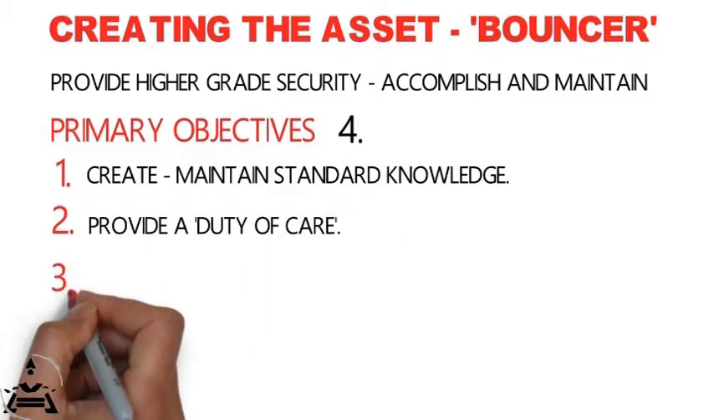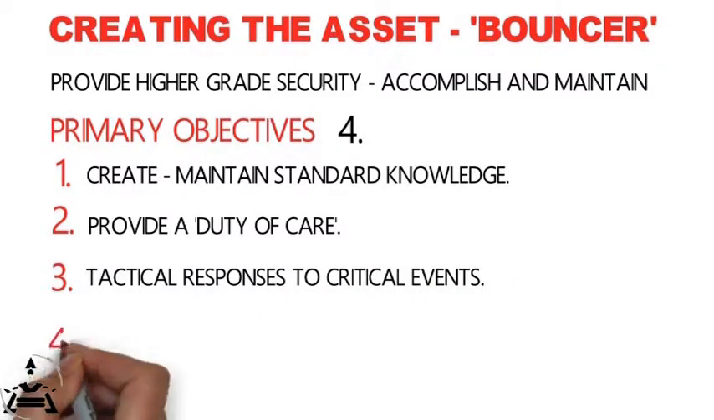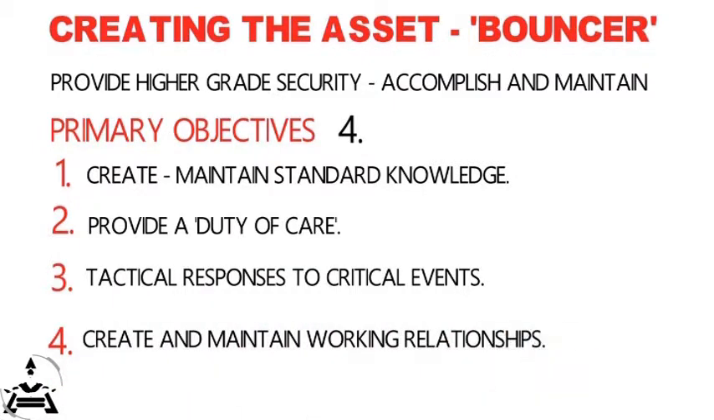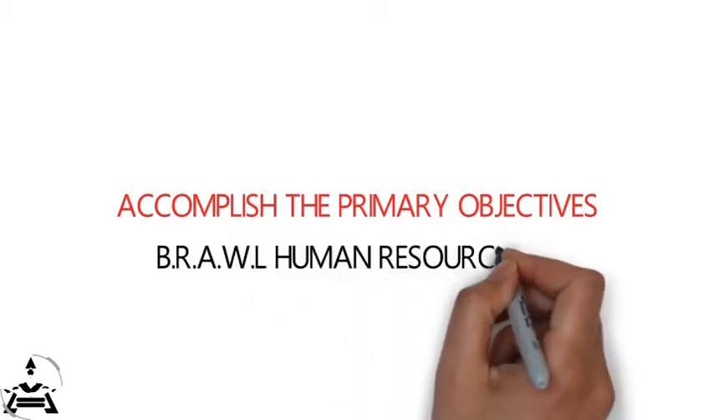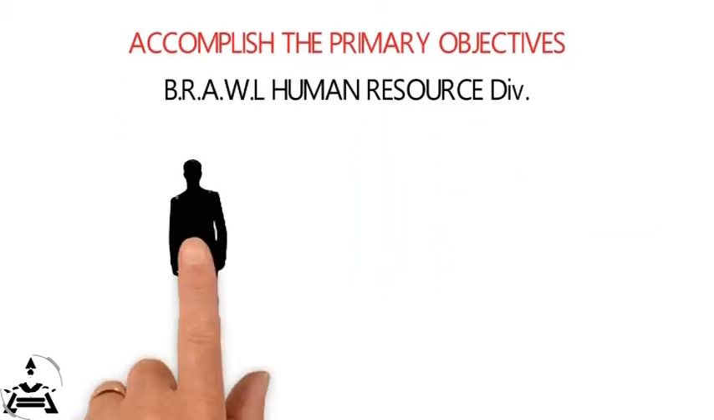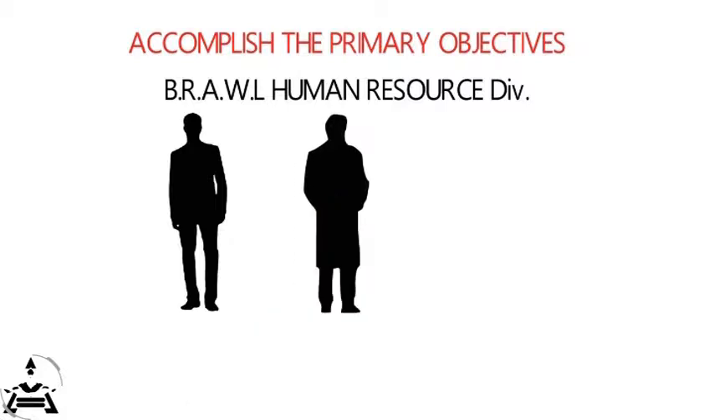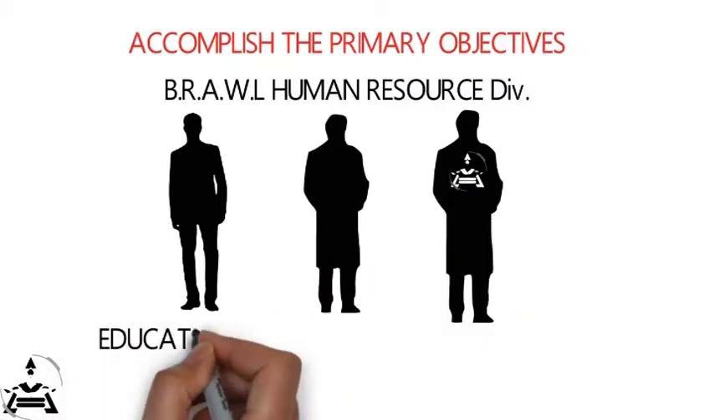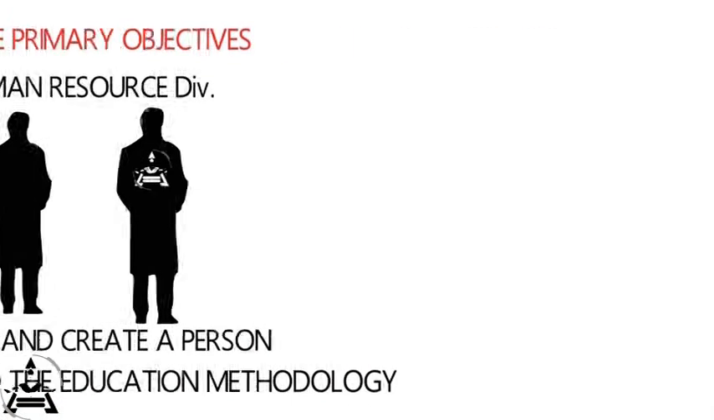The third primary is to teach tactical responses to critical and dangerous events. And lastly, the education must be able to have the worker create and maintain working relationships with those engaged within the model. How we accomplish those primary objectives is through human resource development. To take a member of the community and transform them into a bouncer, to educate, prepare and ultimately create that level of output to be the asset, we have had to design solutions into the education methodology.